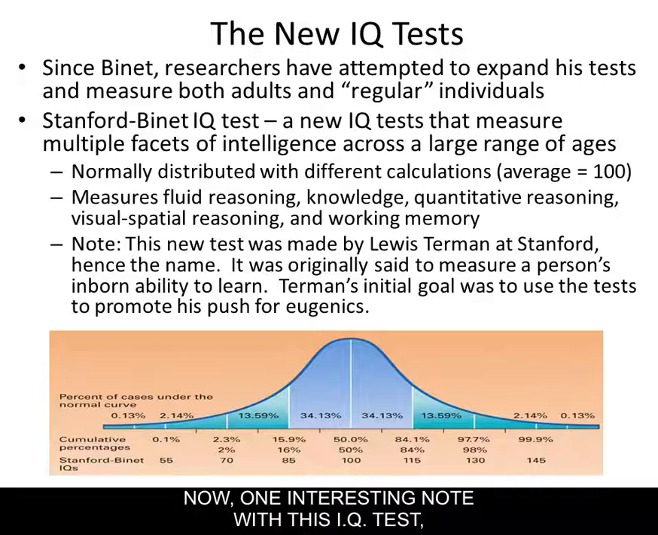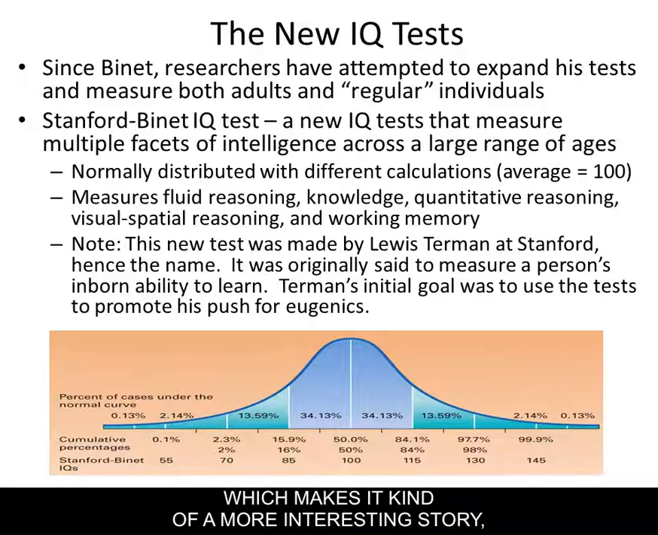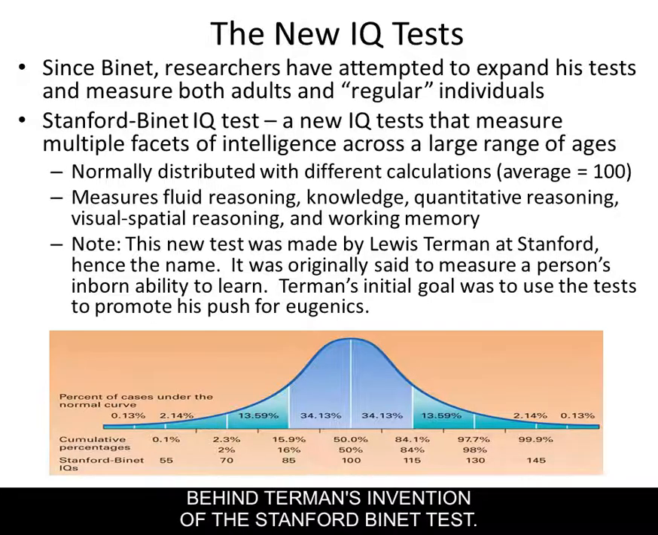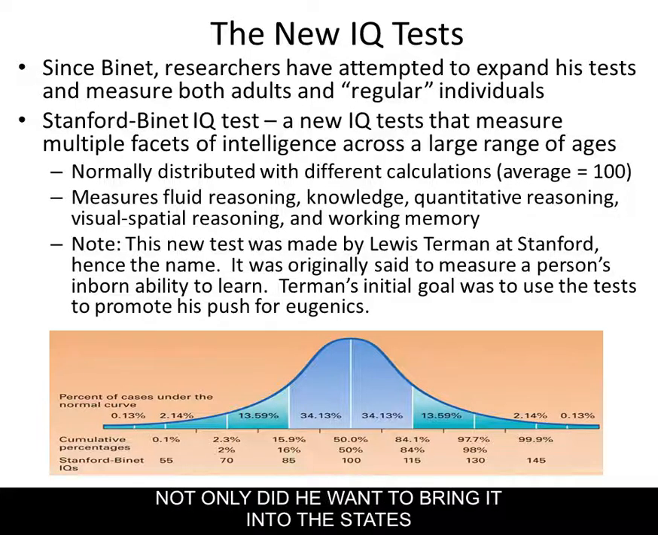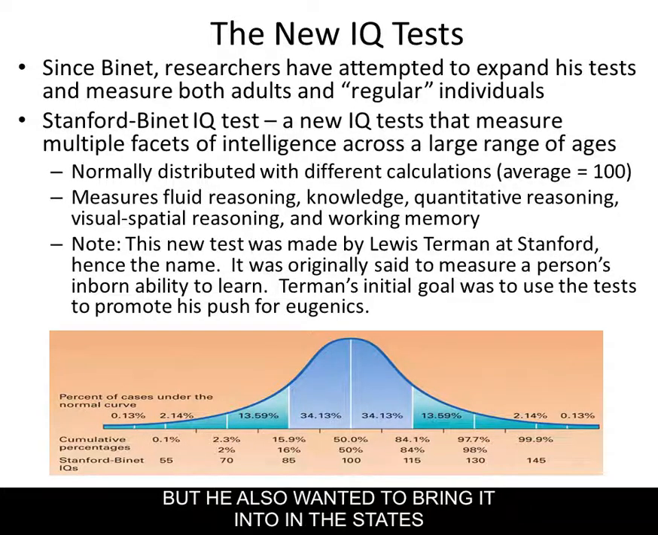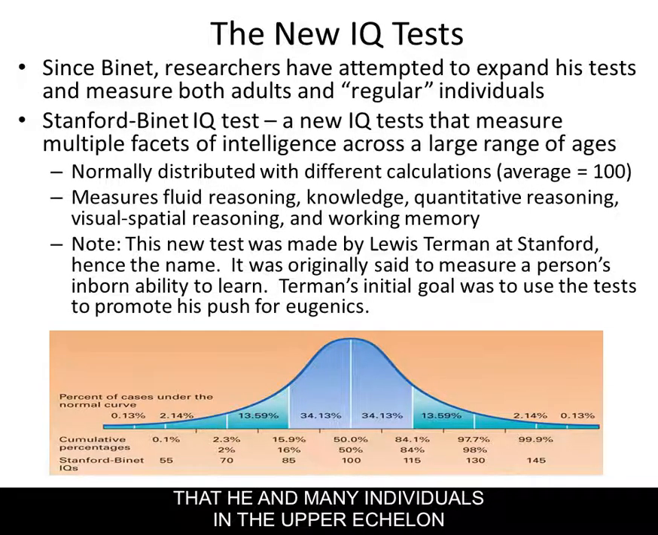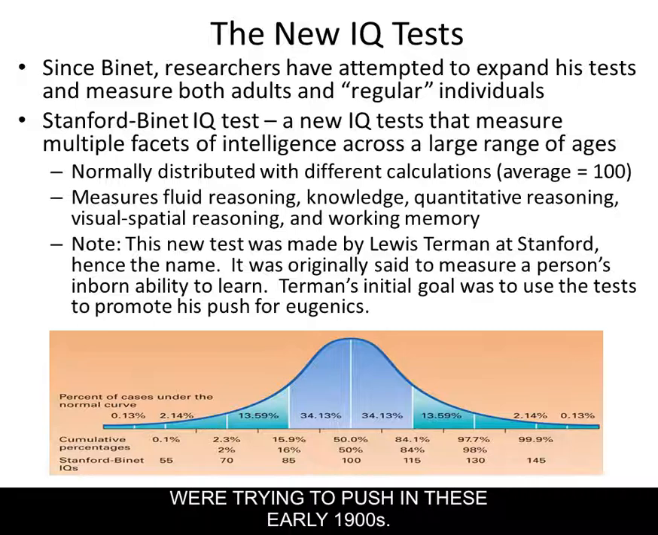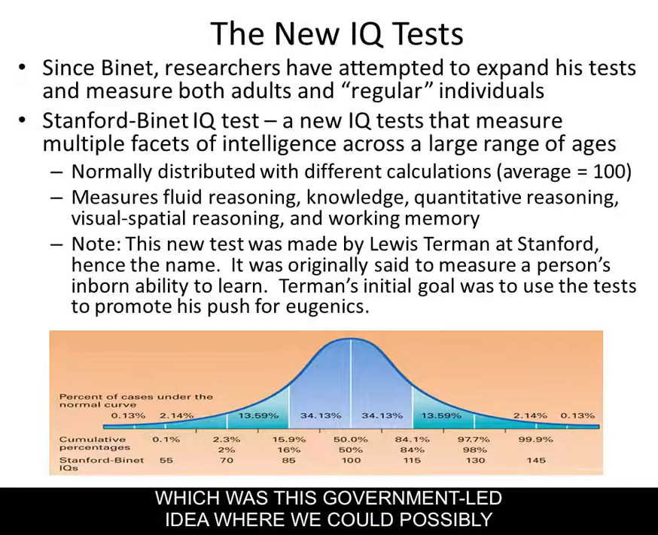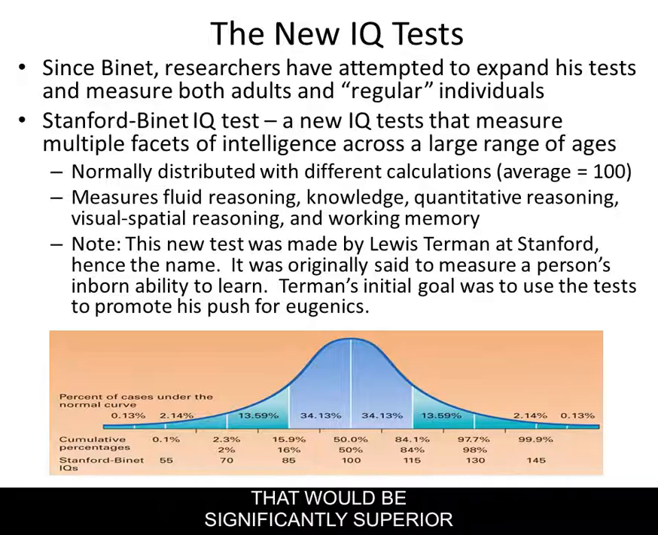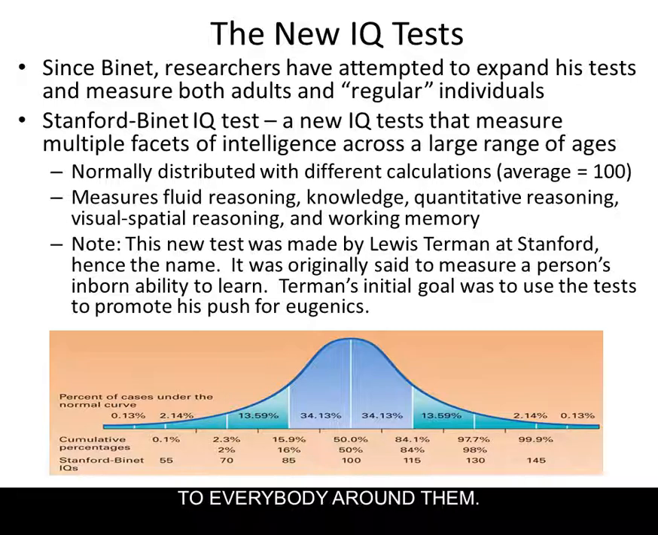Now, one interesting note with this IQ test, which makes it a more interesting story, was there was also another purpose behind Terman's invention of this Stanford-Binet test. Not only did he want to bring it to the States to make himself popular, but he also wanted to bring it to the States to promote an idea that he and many individuals in the upper echelon were trying to push in the early 1900s. It was a concept called eugenics, which was this government-led idea where we could possibly systematically breed a country or a group of individuals that would be significantly superior to everybody around them.